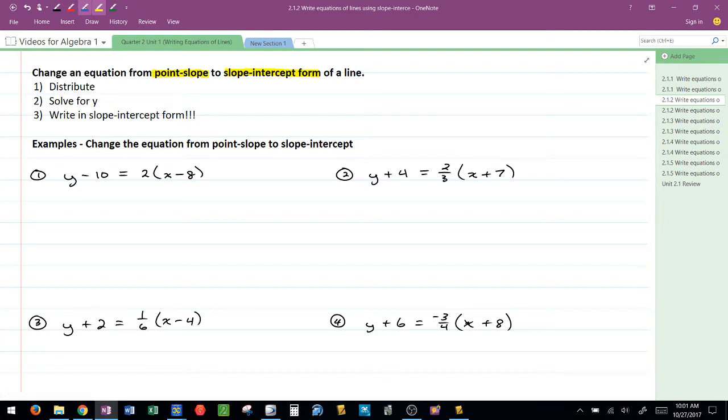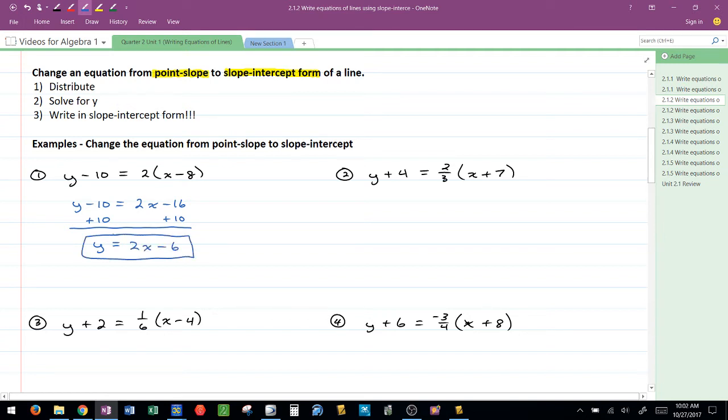So let's try a couple of these. First thing, distribute the 2. So I'm going to have y minus 10 is equal to 2x minus 16. Now I need to get y by itself, which means I need to add 10 to both sides. And I get y is equal to 2x minus 6. This is the equation of the line in slope-intercept form. All right, let's try this next one. It's got a fraction, no worries.